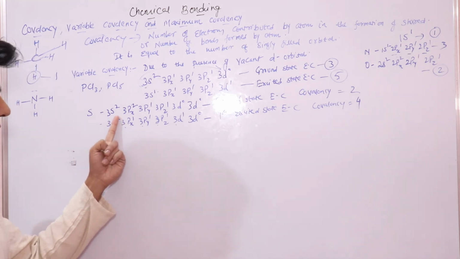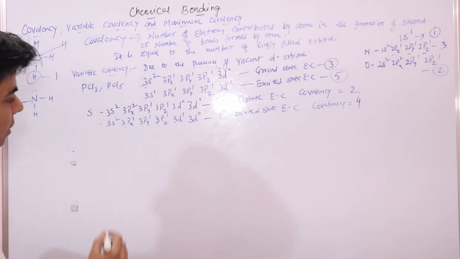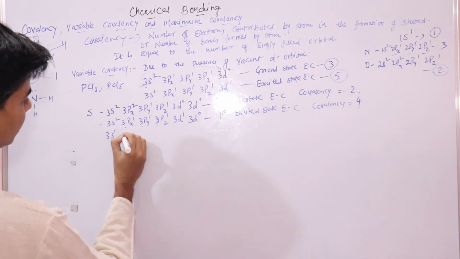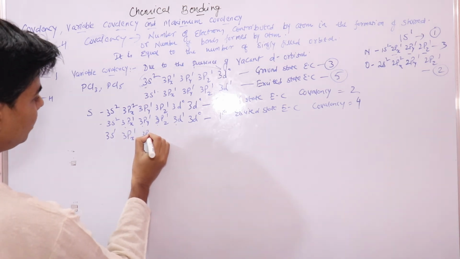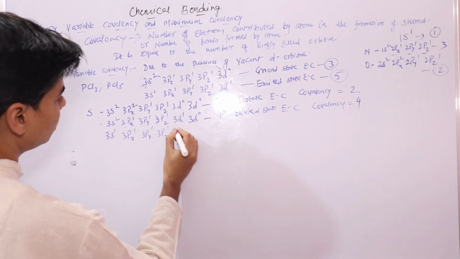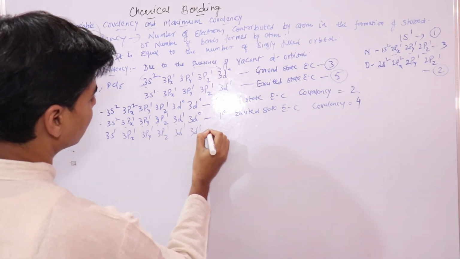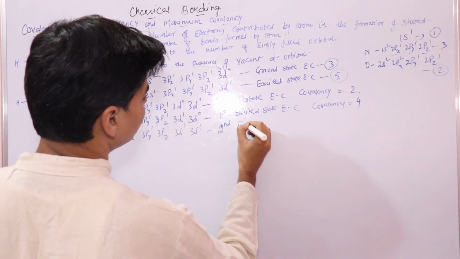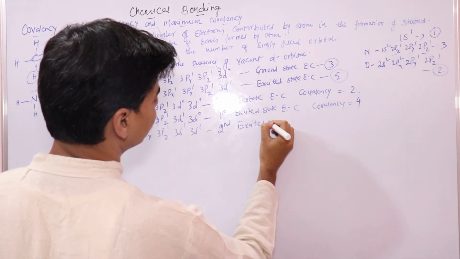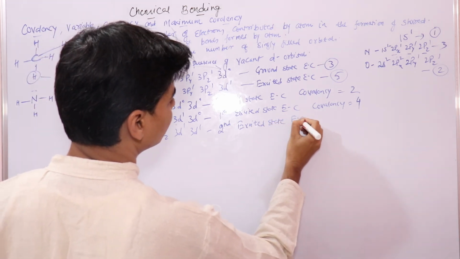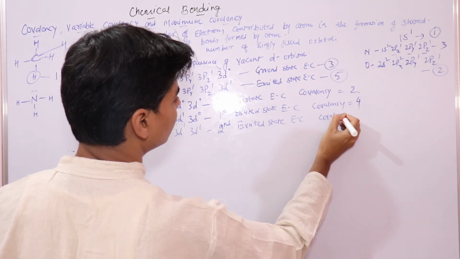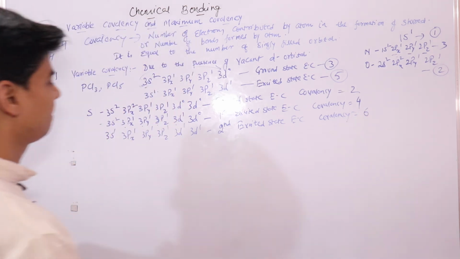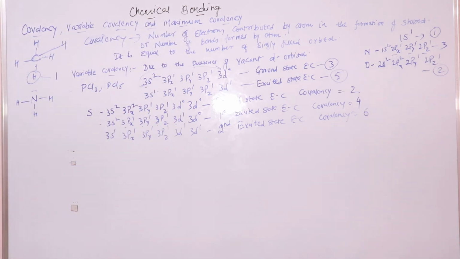Now this is your first excited state. There are two electrons in the s orbitals, right? So this electron can also be transferred to this vacant d orbital. It will result into 3px1, 3py1, 3pz1, 3d1, 3d1, right? So here this is your second excited state electronic configuration, covalency is your 1, 2, 3, 4, 5, 6. 6, right?